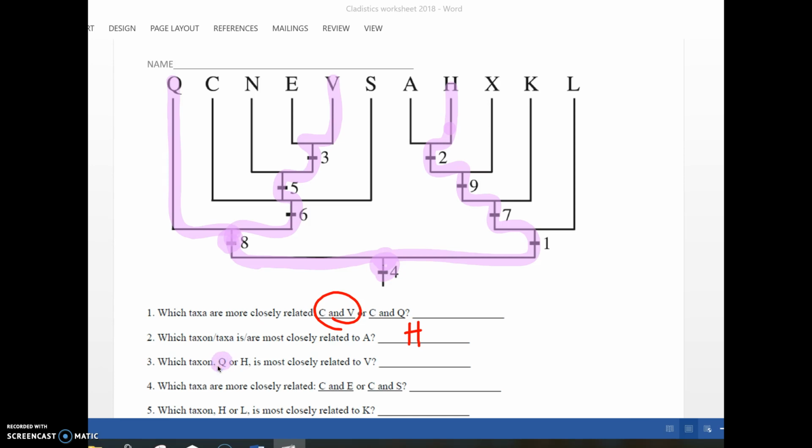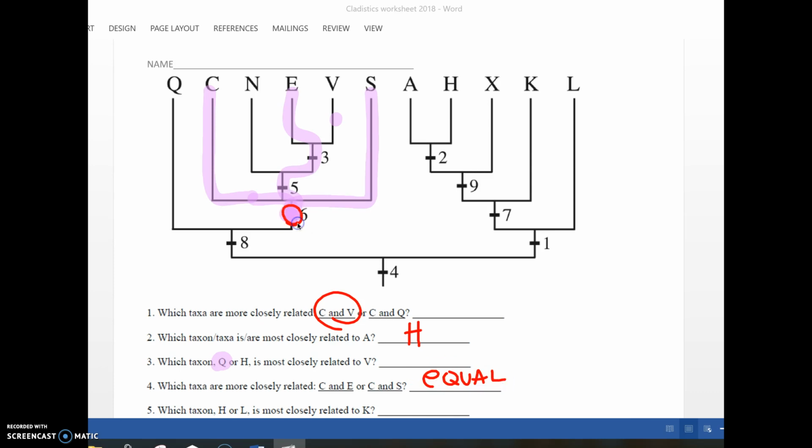And then number 4, which are more closely related, C and E or C and S? Now, I really like this one because it really makes you think. C and E and C and S. So if I track back C and E, and see how far back we have to go, C and E track back to 6. That is the most recent thing they share. And guess what? C and S also track back to 6. So technically, these are equally related. This would be equal. So one is not more closely related than the other.